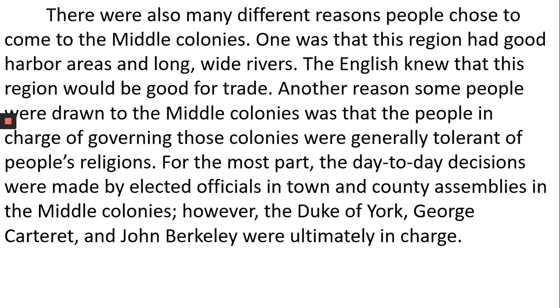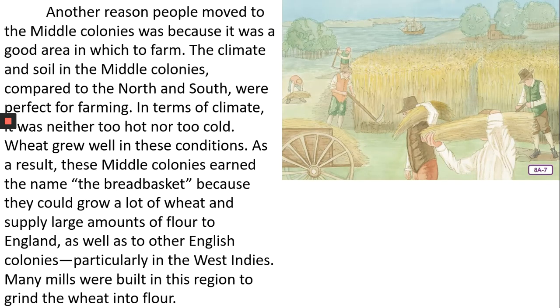There were also many different reasons people chose to come to the middle colonies. One was that this region had good harbor areas and long, wide rivers. The English knew that this region would be good for trade. Another reason some people were drawn to the middle colonies was that people in charge of governing these colonies were generally tolerant of people's religions. For the most part, the day-to-day decisions were made by elected officials in town and country assemblies. In the middle colonies, however, the Duke of York, George Carteret, and John Berkeley were ultimately in charge.